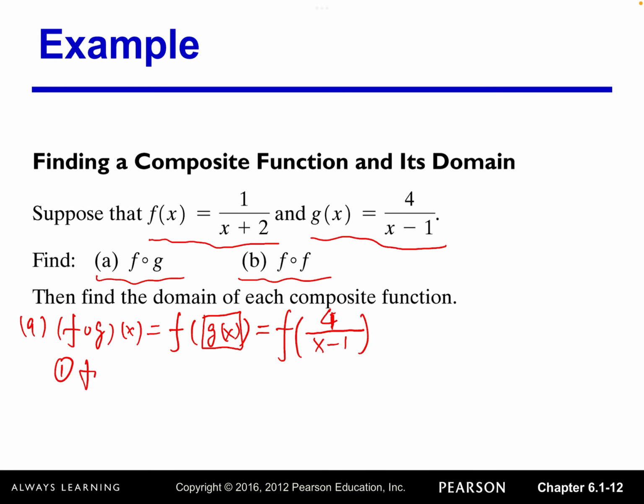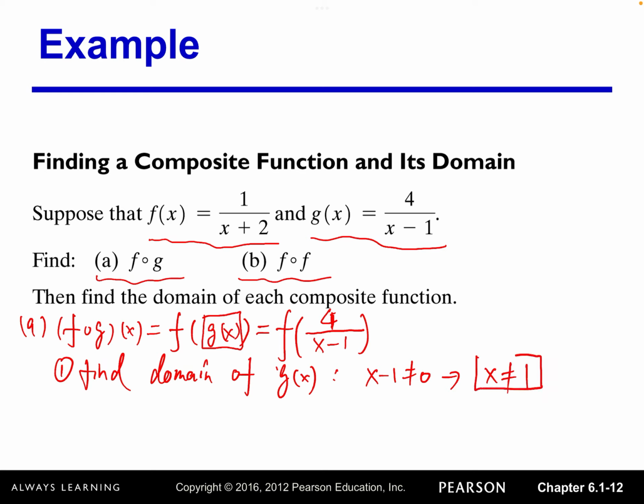So the domain for the inner function, we need to find first. So first step, we need to find the domain of the inner function, which is g of x. g of x has a denominator, right? So it has a restriction, which is the denominator cannot equal 0. So x minus 1 cannot equal 0, which gives x cannot equal positive 1. That's the domain for the inner function. And then we need to find the domain for the outer function, which is the composite function. So we continue.